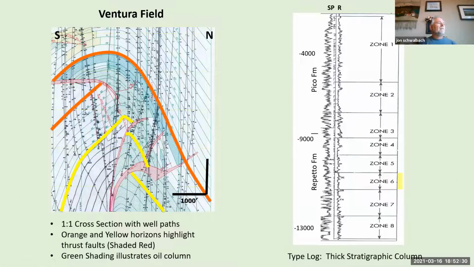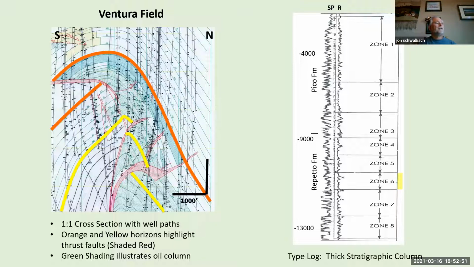And then they basically have highlighted a couple of the horizons and the faults in orange and yellow. And they built these one-to-one cross sections at 500 and 1,000 foot spacings throughout the field area. And they used this to plan and drill their wells. And it's amazing how accurate they were.